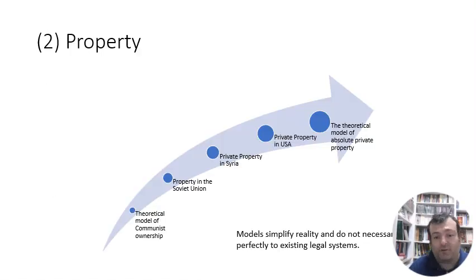Another example, property. We can think of two idealistic representation of property, two models of property. The communist model of ownership, which denies private ownership of means of production.